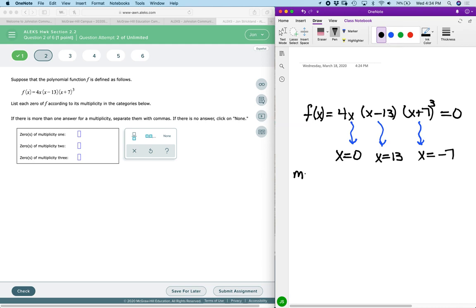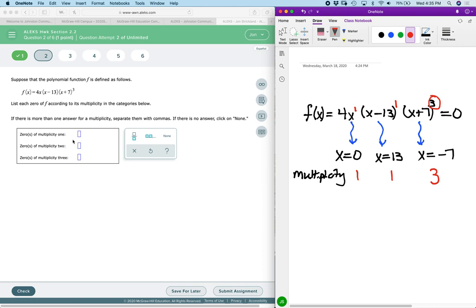And for the multiplicity, in this one case, x equals 0 stems from just x, which you could regard as being raised to the first power. So the multiplicity is 1. X equals 13 comes from the quantity of x minus 13. There's no explicitly raised power, and you could read this as the quantity of x minus 13 to the first. So 13 has a multiplicity of 1. Negative 7 stems from x plus 7 to the third, and with that degree, this signals that negative 7 has a multiplicity of 3.